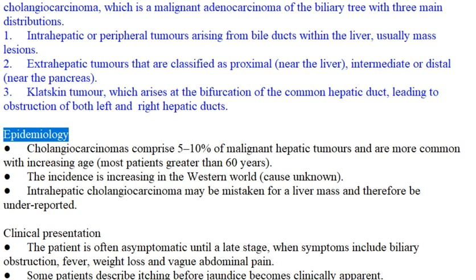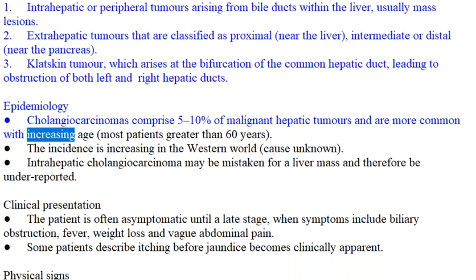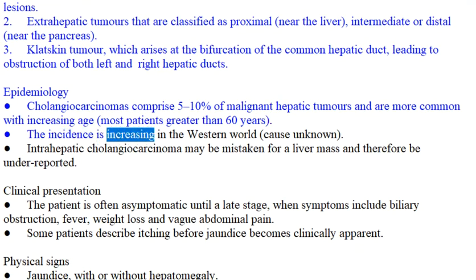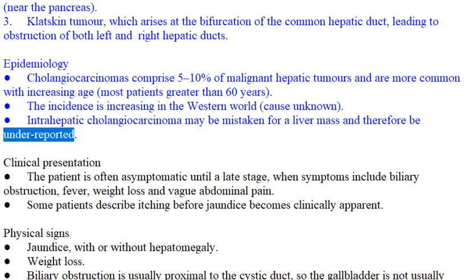Epidemiology. Cholangiocarcinomas comprise 5–10% of malignant hepatic tumors and are more common with increasing age, most patients greater than 60 years. The incidence is increasing in the Western world, cause unknown. Intrahepatic cholangiocarcinoma may be mistaken for a liver mass and therefore be underreported.